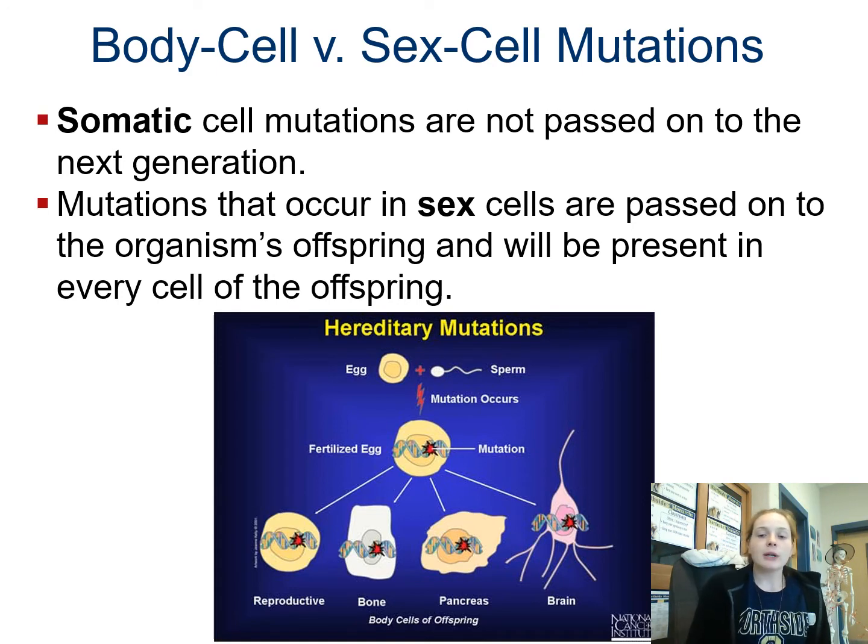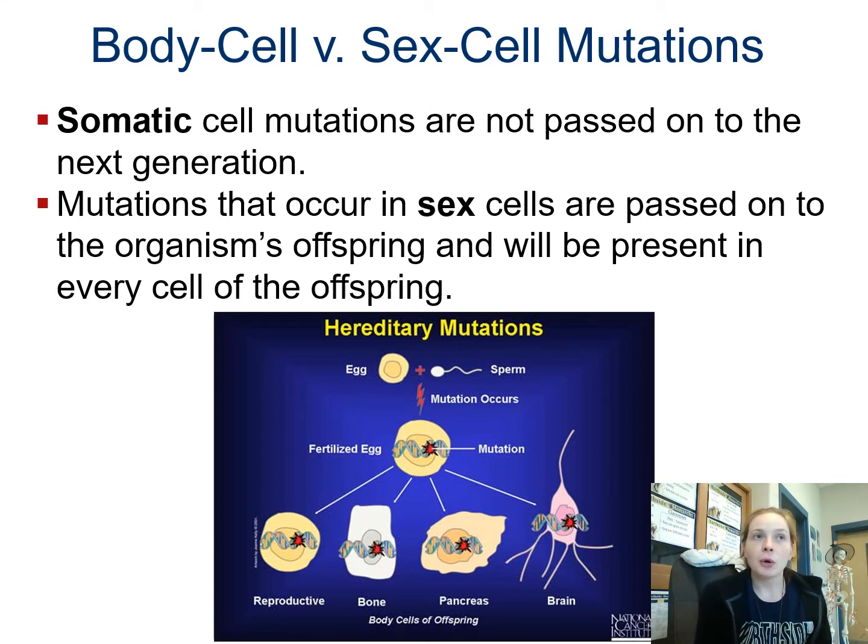So what happens if you get a mutation in a body cell versus a mutation in a sex cell? So somatic cells or gametes? Well, it does matter. There is a difference. In a body cell, aka a somatic cell, that's not going to be passed on to your offspring. So it may cause cancer in you.